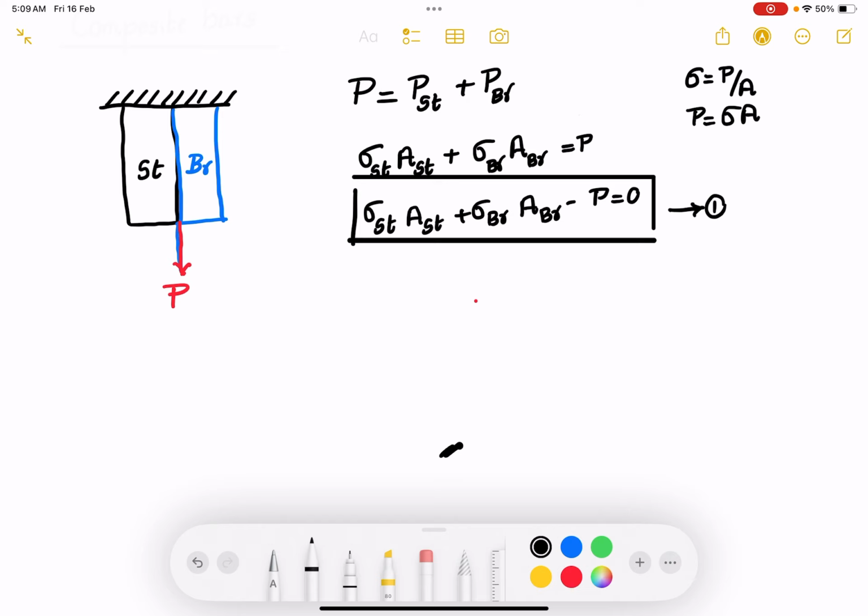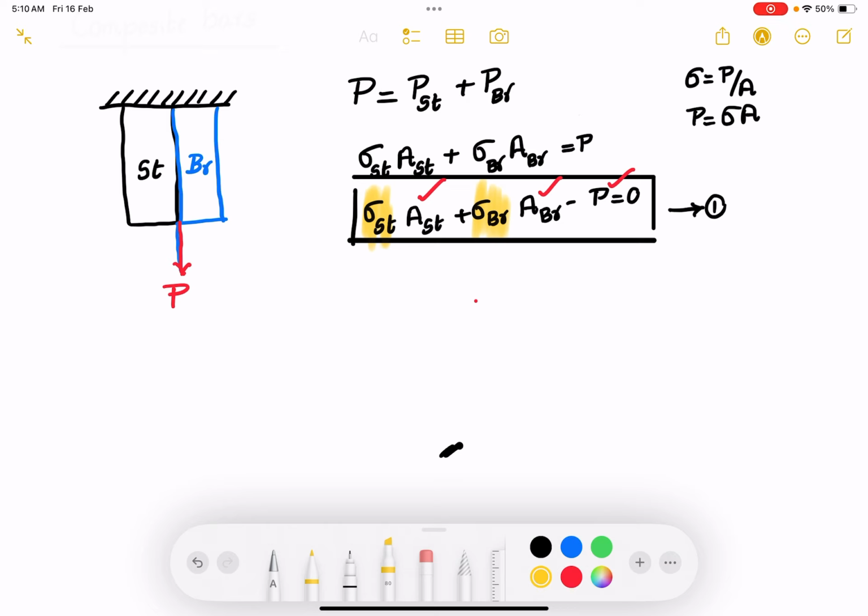Now, if you look at this equation 1, I will put tick marks for the known values. Definitely you know what is the cross-sectional area of steel, and you also know what is the cross-sectional area of brass, and you know what is the total load that you are subjecting this entire structure to. So the unknowns are, these are the unknowns here. The unknowns are the stress in steel, that's one unknown, and the stress in brass, this is the second unknown.